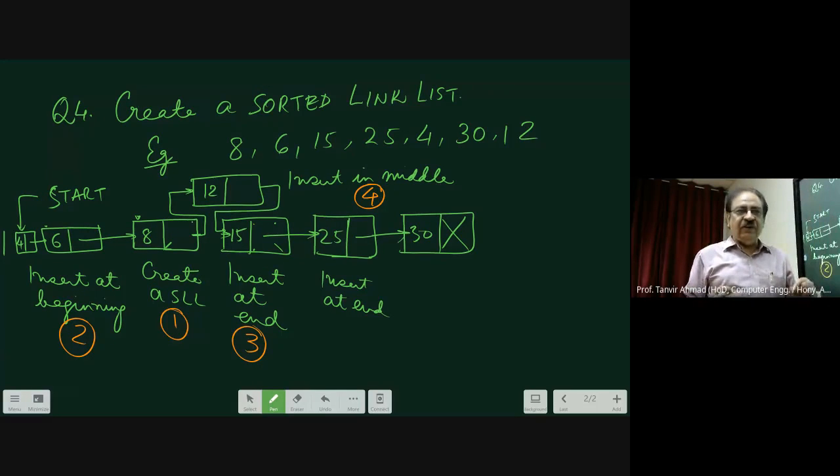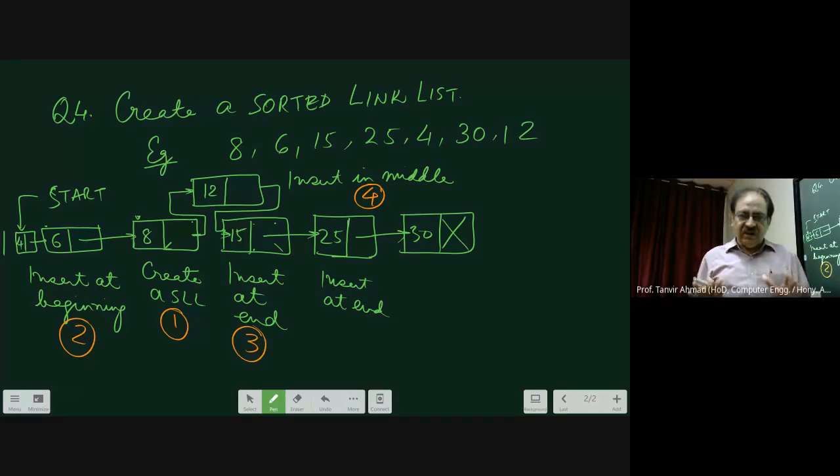You write a function for insert at end, insert at beginning, create. Then now, when you find that start is equal to null, you call create. Then you get another number. You find whether I should call insert at beginning or insert at end or insert in middle.